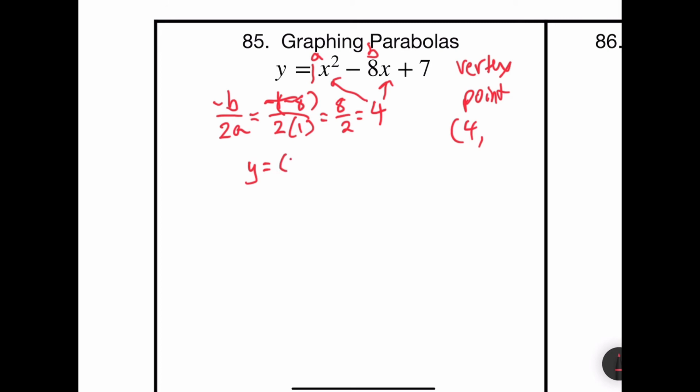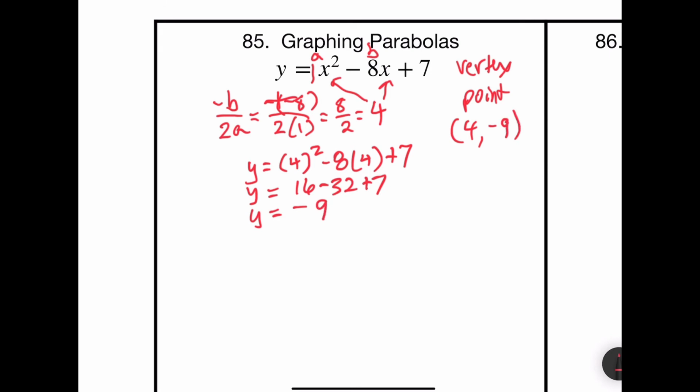So y would be equal to 4 squared minus 8 times 4 plus 7. So y would be equal to 16 minus 32 plus 7. And when I add those together, y is equal to negative 9. So my vertex would be at (4, negative 9). Now I just need to find another point. Well, the easiest way to find another point is to find the y-intercept.